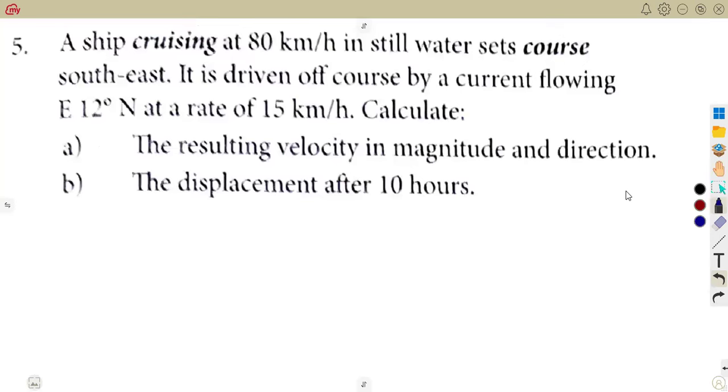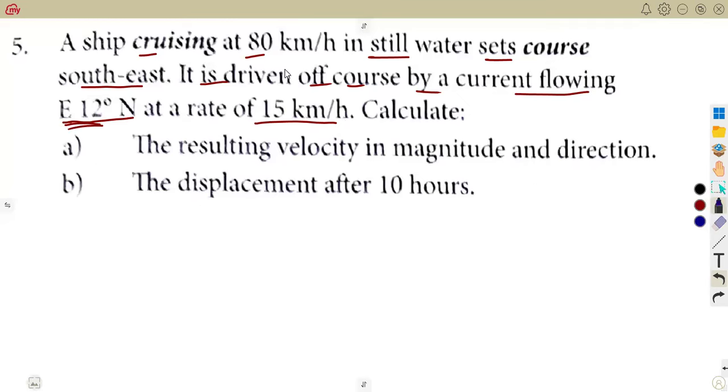Question number 5, we've got a similar situation of a current. So there we are given that a ship cruising at 80 kilometers per hour in still water sets course southeast, that is the way that it is moving. It is driven off by a current flowing in this direction at that speed. Is it flowing from this direction? No, it is flowing in that direction. It is maintaining that direction.